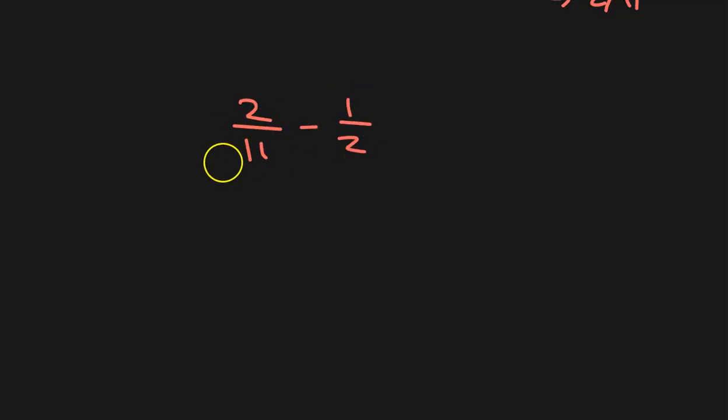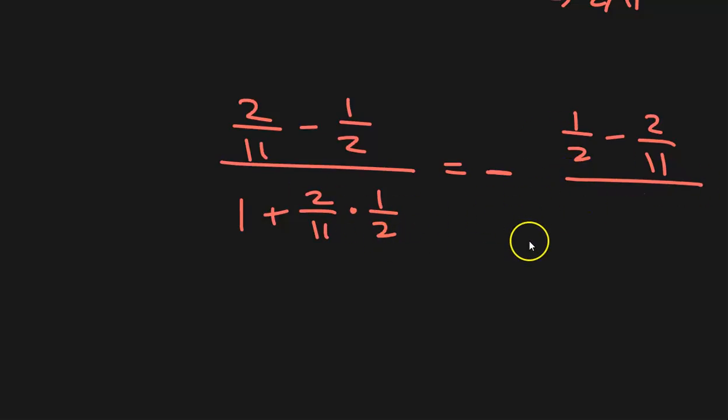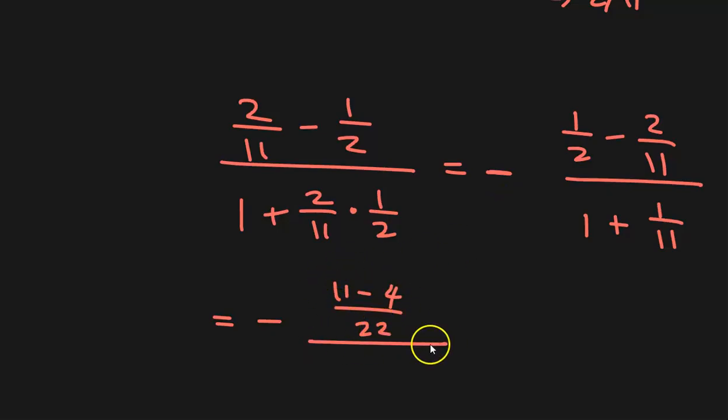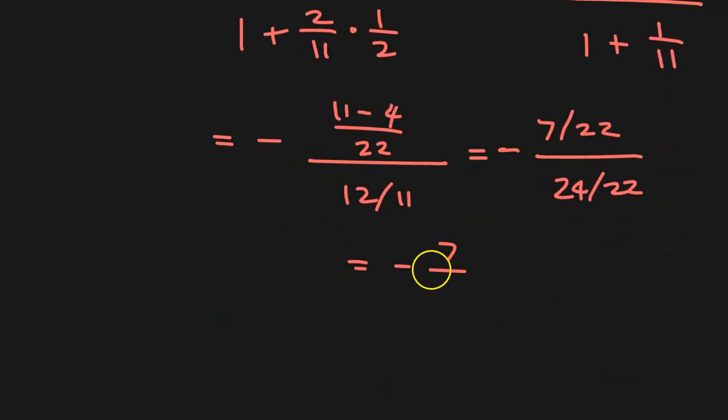2 over 11 minus 1/2 divided by 1 plus 2 over 11 times 1/2. And let's see what we get here. The numerator becomes, well, we can take out a negative, and now it's 1/2 minus 2 over 11. And we're dividing by 1 plus 2 over 11 times 1 over 2, which is just 1 over 11. So we get 11 minus 4 divided by 22. The whole thing is divided by 12 over 11. So we have 7 over 22, with a negative in front, divided by 24 over 22. And so the final answer is just -7 over 24.